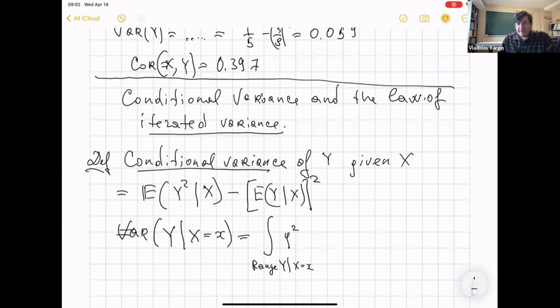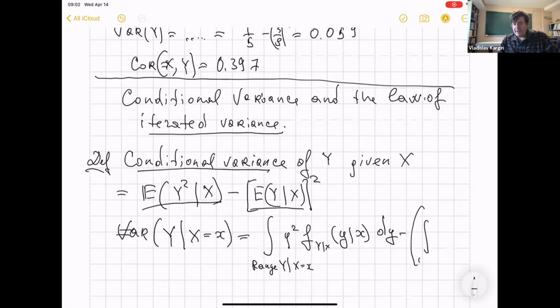It is the integral of y squared, so we're writing the first part here, multiplied by the conditional density of y given x, and integral over dy. So it's the first part, and the second part will be minus the square of the integral over the same range. So just the same thing, where the range of y given x is equal to x.